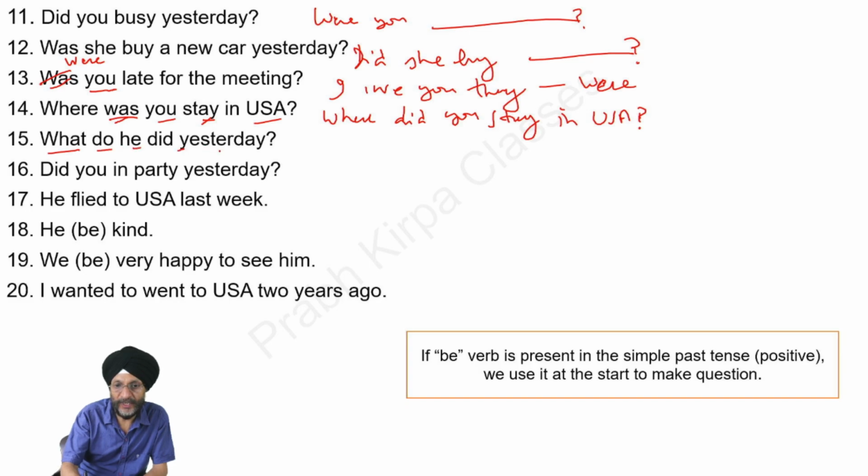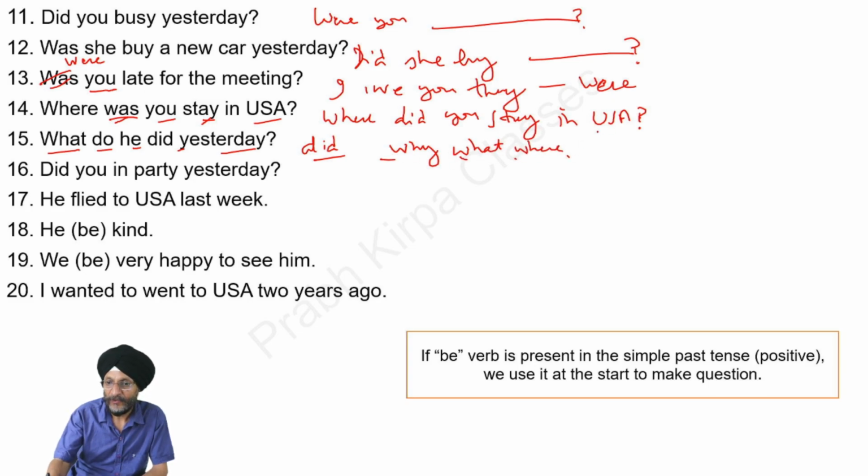What do he did yesterday? In the case of an interrogative question in past simple tense, we have to use did after the WH question form. That is, the question may arise with why, what, where, and after these words, we have to use the word did. So here we will use the word did. Where did he? What did he do? We will use the first form of the verb after the subject. What did he do yesterday?